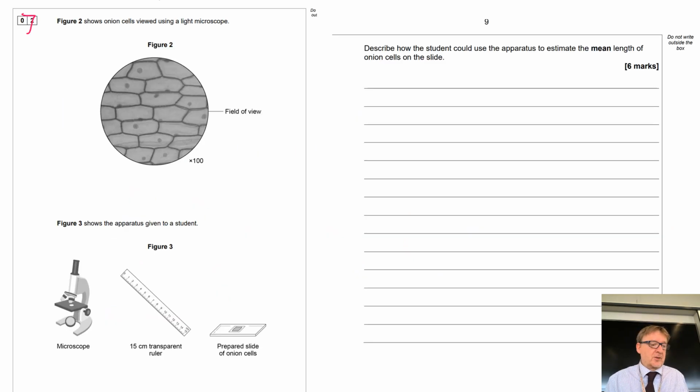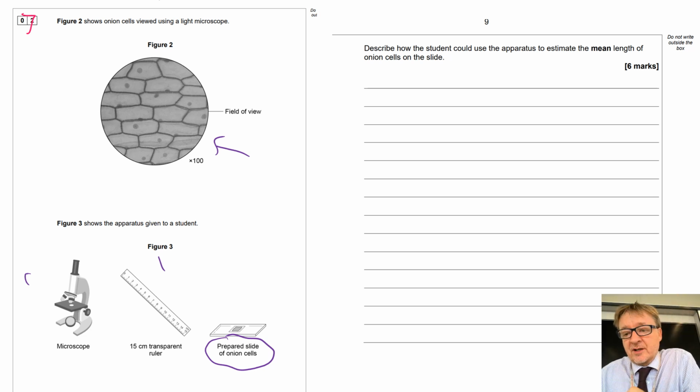Question number 2, a 6-mark question, and it looks to me like it's a little bit of a practical kind of thing. What I've got here is a microscope view of some cells. I've got a microscope, a ruler, and, oh, that's key, a prepared slide of onion cells. So it's not telling me in this how to actually prepare the slide. It's going to be asking me something to do with the slide that's already ready.